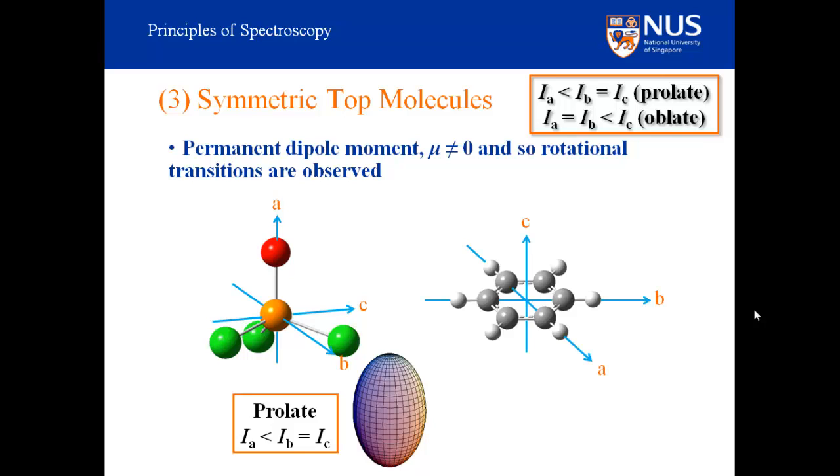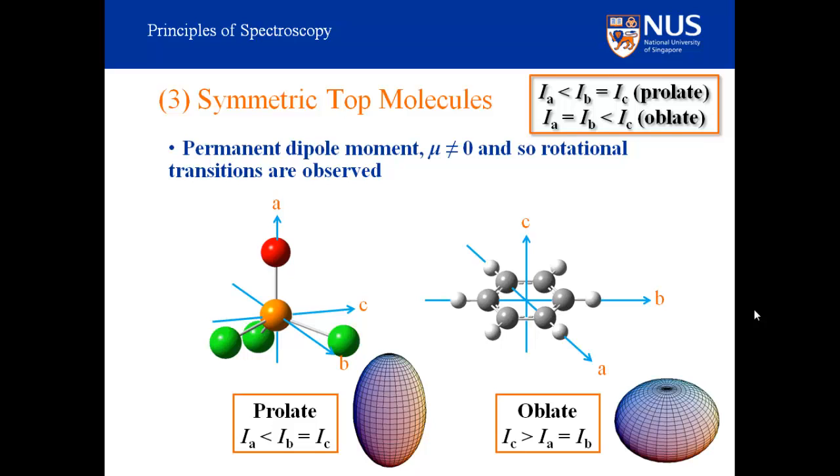This is benzene, and this is an oblate molecule. The moment of inertia around the C-axis is larger than that around the A and B axes. In fact, it is twice the size of the moments of inertia around the B and A axes. Now for this benzene system, of course, you won't see a rotational spectrum because it doesn't have a dipole moment. But the reason it's called oblate is that if you map out its rotational constant in space, then it would have this kind of flattened M&M shape to it.